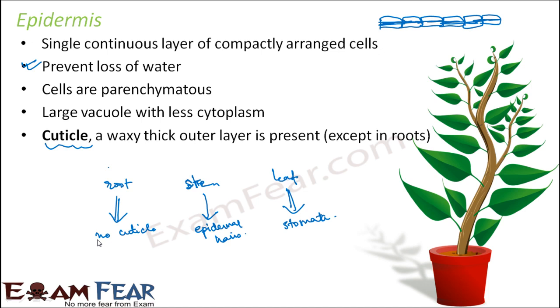So everywhere, the function is to prevent water loss. Everywhere the purpose remains the same, that is preventing water loss. But somewhere it takes place through stomata, somewhere it takes place through cuticle. That is the only difference. So the function of epidermis is to prevent water loss and thereby protect the plant part.